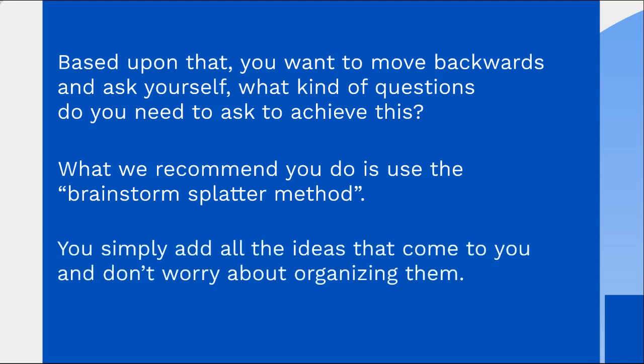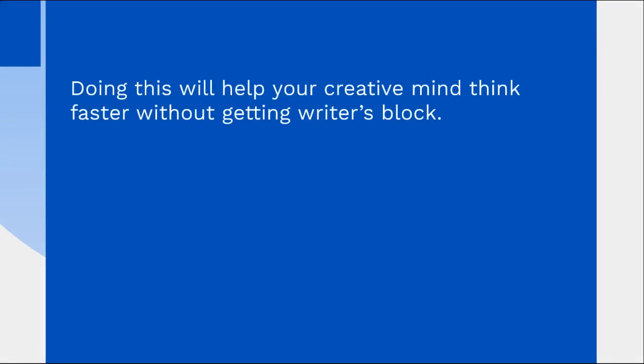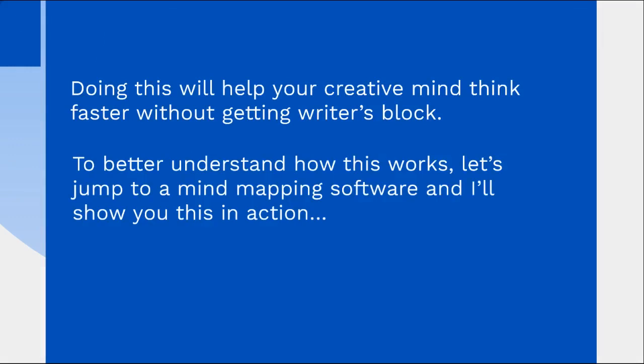All right. So you simply add all of your ideas that come to you and jot them down. It doesn't matter where they are on the piece of paper. They just need to be on the piece of paper. So no order, no organization, or anything like that. Now, doing this will help your creative mind think faster without getting writer's block. Now, to better understand how this works, let's use an example. Let's jump to a mind mapping software and use the brainstorm splatter method. And I'm going to show this to you in action.